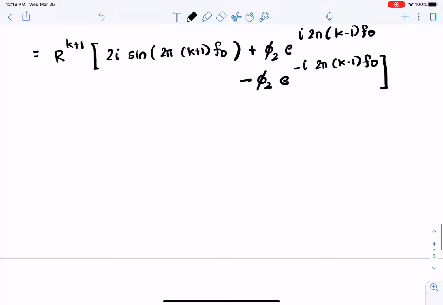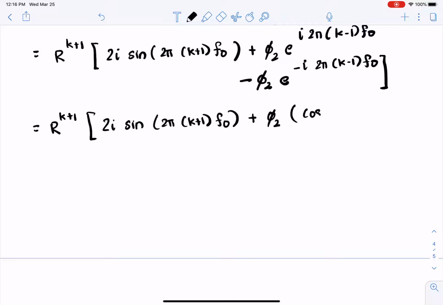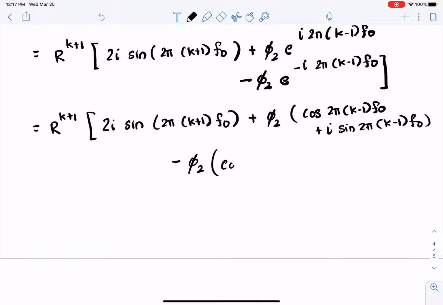We are going to use Euler's formula one more time. So 2I sine 2 pi k plus 1 f naught plus phi 2 cosine 2 pi k minus 1 f naught plus I sine 2 pi k minus 1 f naught, minus phi 2 cosine 2 pi k minus 1 f naught minus I sine 2 pi k minus 1 f naught.